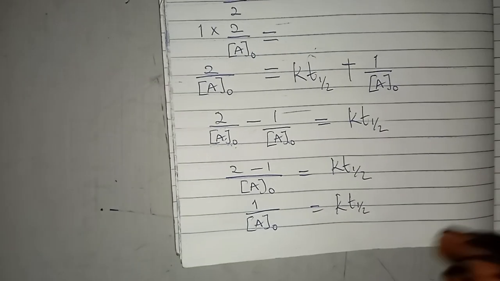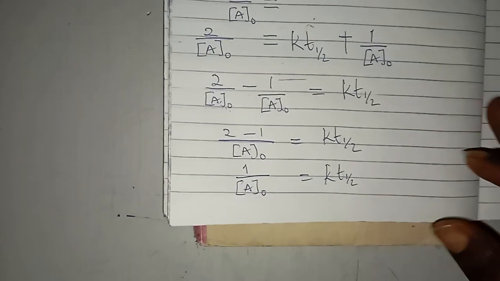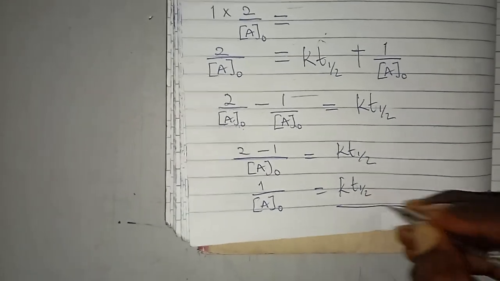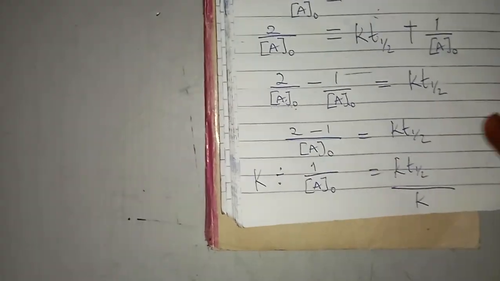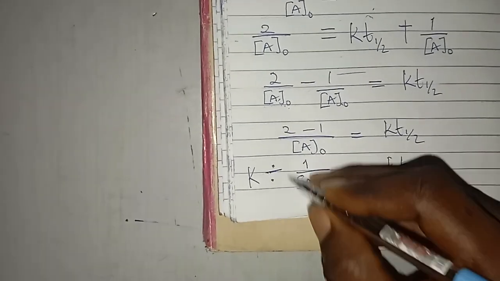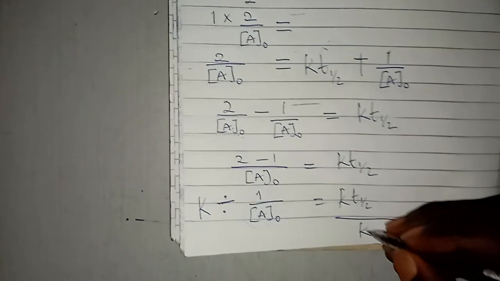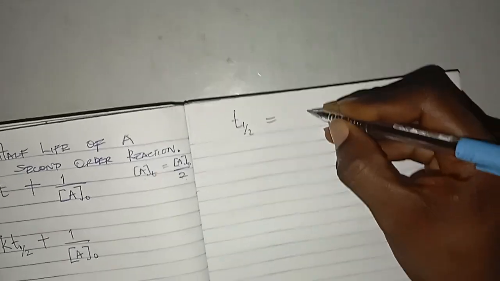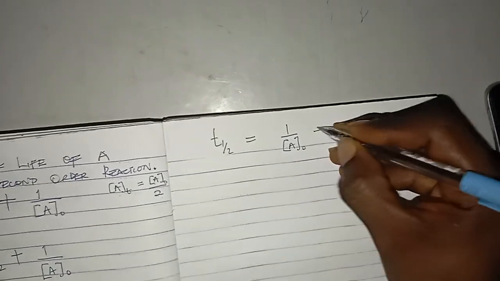This thing is some people's problem, but this is very simple. So when I have this now, I can say divide both sides by K. Let me put the division here. I have to do it this way. So you see that in this case, everything here is being divided by K. So this will cancel this. So I have T half is equal to 1 over initial concentration divided by K.